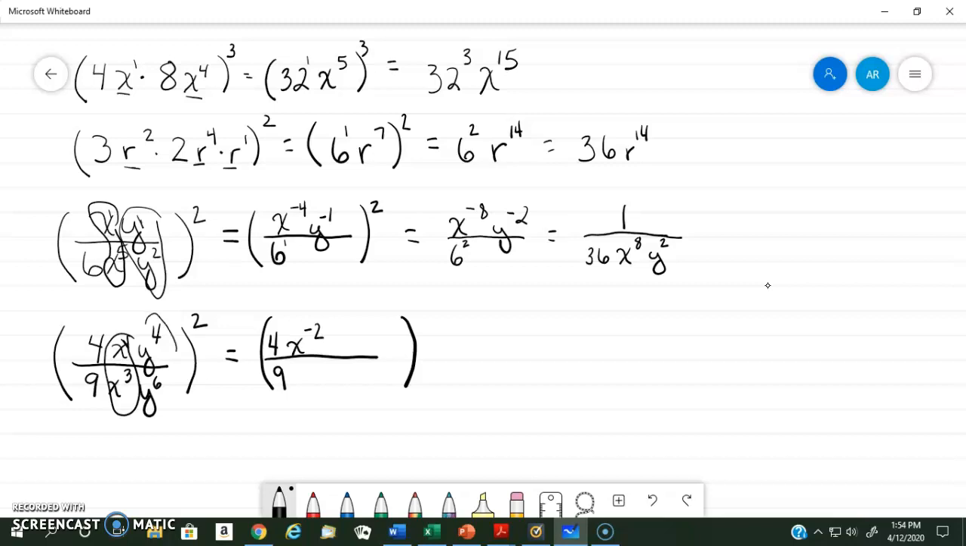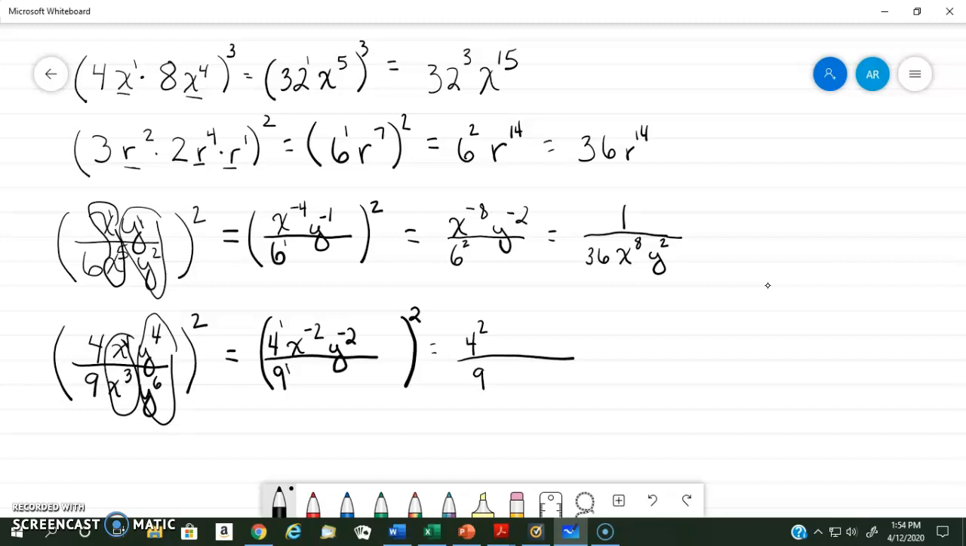And now I'm going to do my y's. I get y to the 4th divided by y to the 6th, and 4 minus 6 is negative 2. And don't let me forget that I'm still squaring everything. So now I'm going to do my powers to a power. This is really 4 to the first power. This is really 9 to the first power. So I get 4 squared.